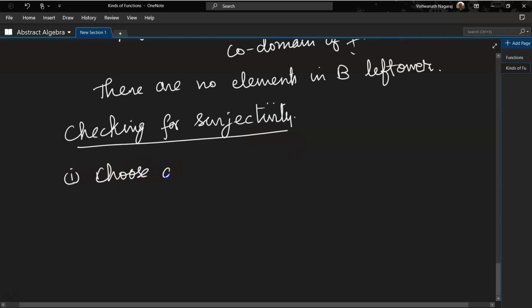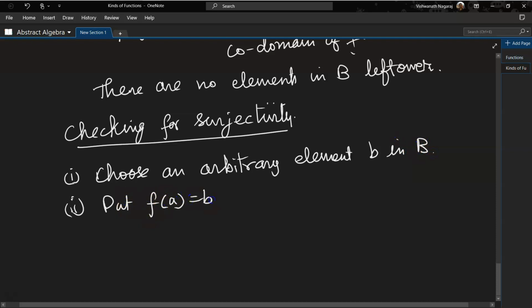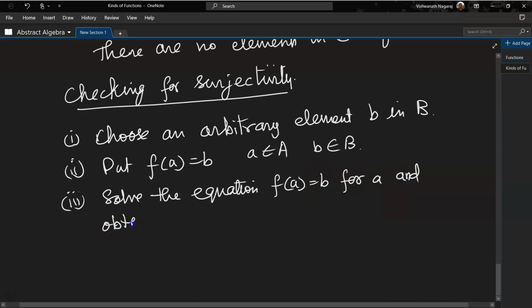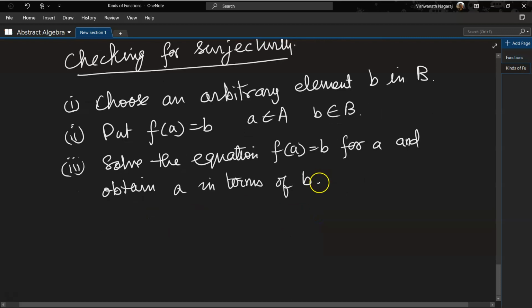So choose an arbitrary element B in set B. Put f of A is equal to B, where A belongs to A, B belongs to B. Solve the equation f of A equal to B for A and obtain A in terms of B. Since we have got it as A equal to G of B. So for example, we have f of A equal to B.